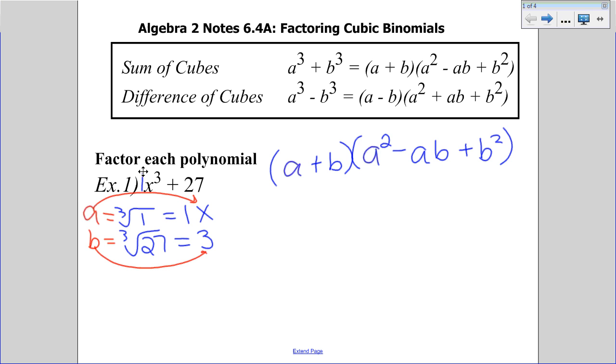What I need to do now is fill in my values. We said a was 1x, so this is going to be 1x. If you just put x, that's fine. And then I need to plug in my b value. My b value is 3.